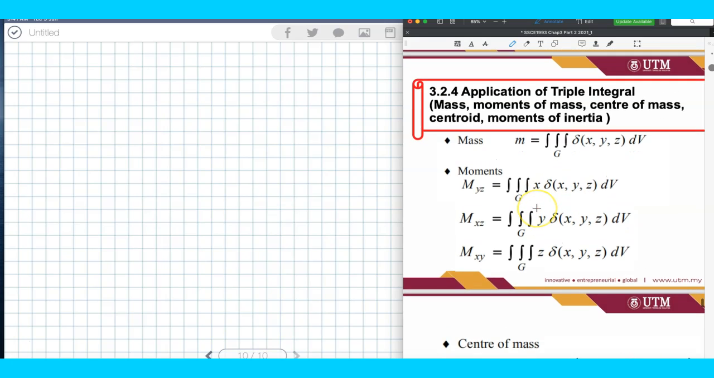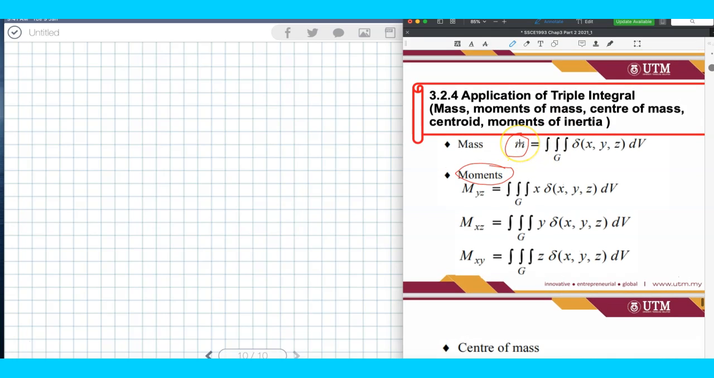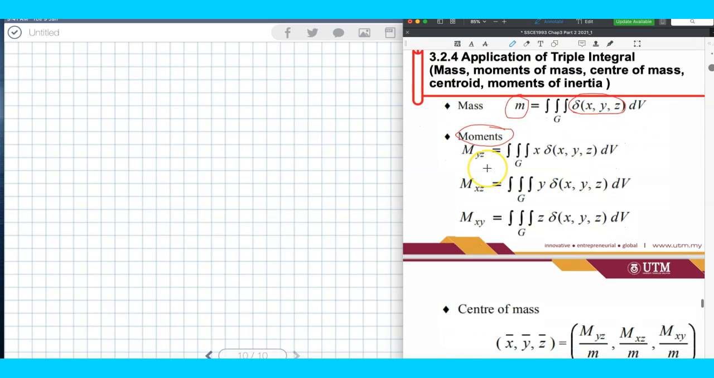Actually, the application for mass, you have seen this in the double integral, and also the moment of mass. You have already seen that in the double integral, but they also have it in the triple integral, where we now call it the mass of a solid, not the mass of a lamina. For the mass of a lamina we use a double integral, for the mass of a solid we use a triple integral. The formula of the mass for the triple integral is the same, where you have to have the density function.